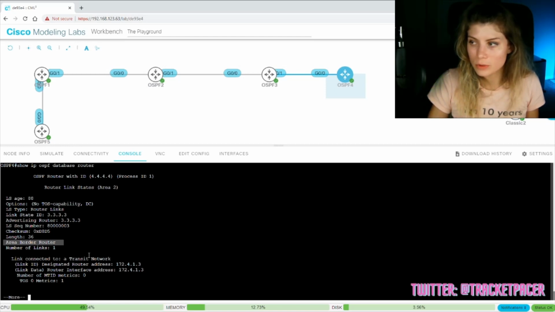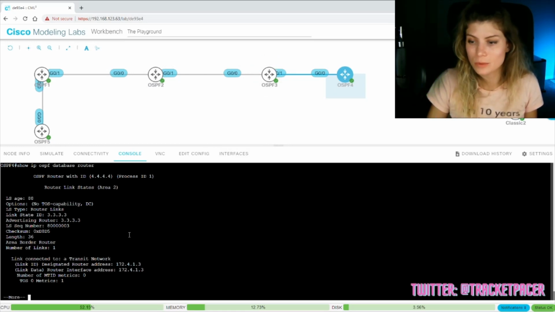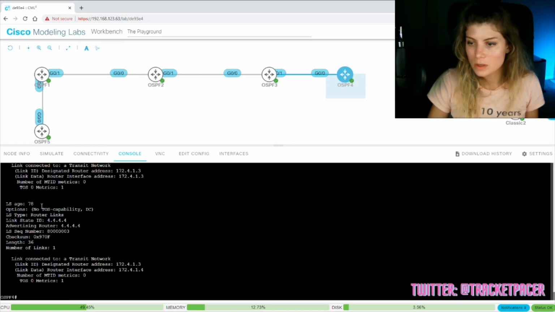OSPF 3 is an area border router. Transit network, designated router address is 3. I forget what this is. Router interface address, link data. There's something fancy here that I'm going to have to remember. And then, of course, we have our own stuff for some reason.